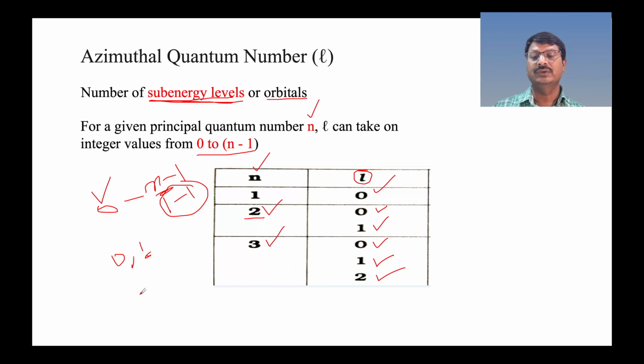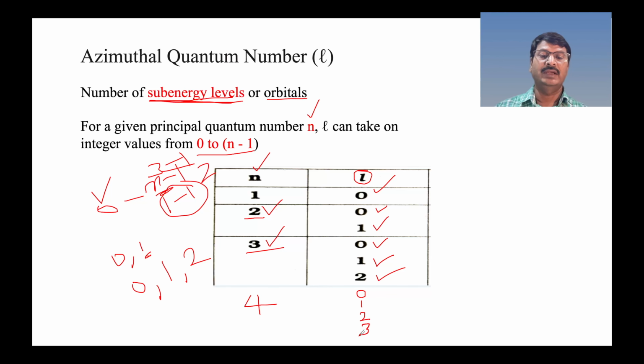Same thing here also. So 0 to n minus 1. Here the n value is 3, so 3 minus 1, the maximum value will be 2. So that means 0, 1, 2. The principal quantum number 3 contains the azimuthal quantum number 0, 1, 2. Similarly, when you come to principal quantum number 4, it contains 0, 1, 2 and 3, like that. So depending upon the principal quantum number, you get the azimuthal quantum number.